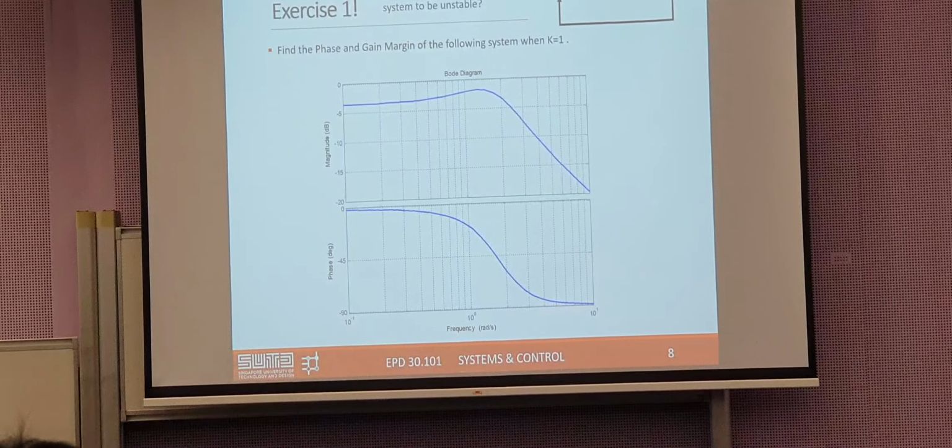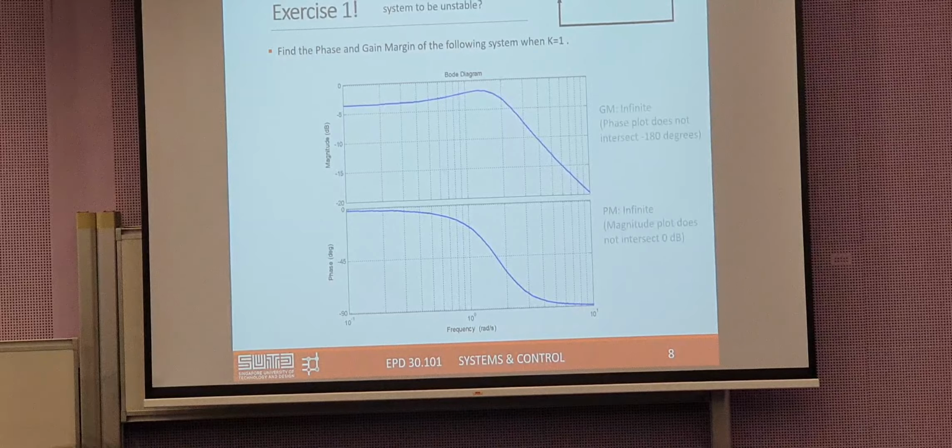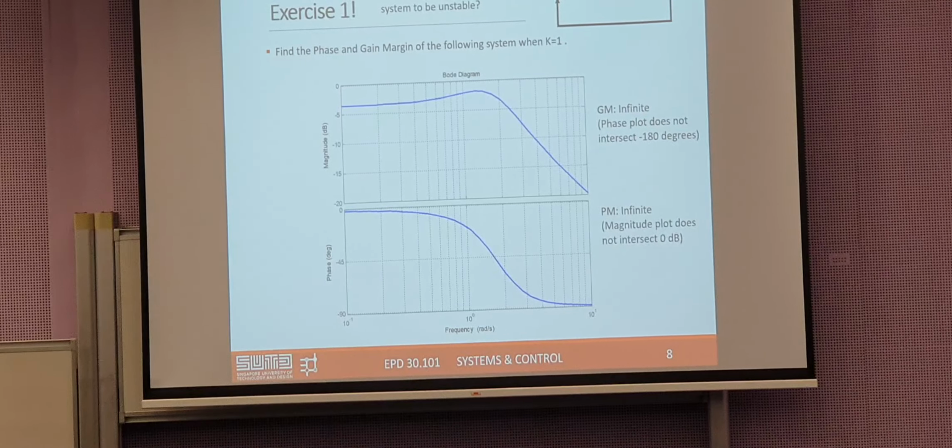So the phase margin: I need to find the intersection at 0 dB. Oh no. So how? The answer is not that there is no phase margin and no gain margin. You have a phase margin and gain margin. It's just infinite. You have an infinite gain margin and infinite phase margin.